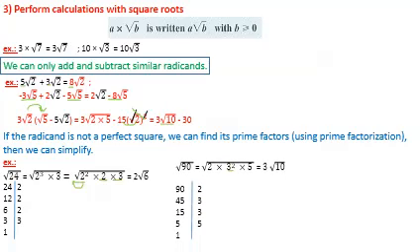Also, radical 90, when you do prime factorization, is 2 times 3 squared times 5. So here only the 3 goes outside because it's a perfect square, and everything inside is left as it is. 2 times 5 is 10.